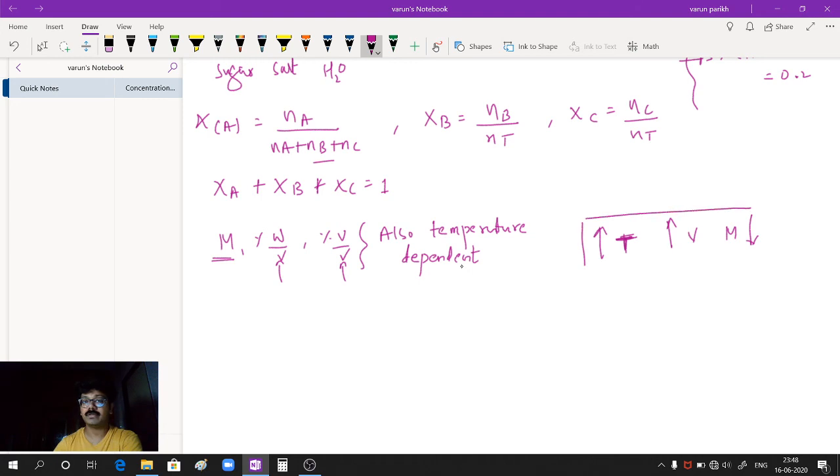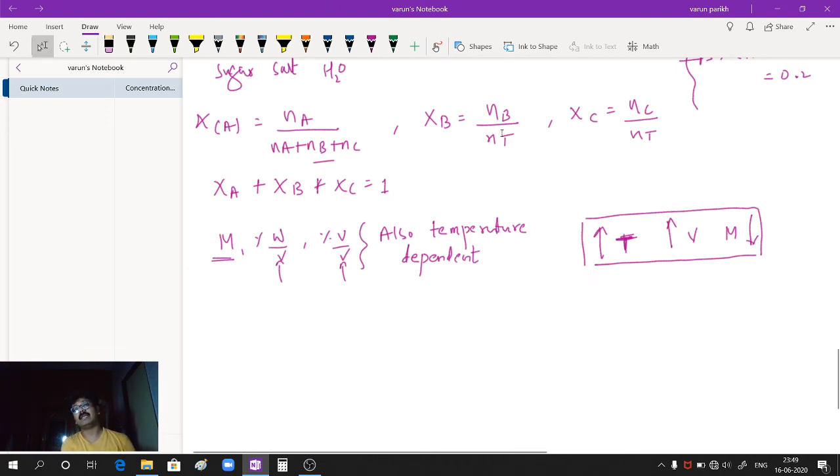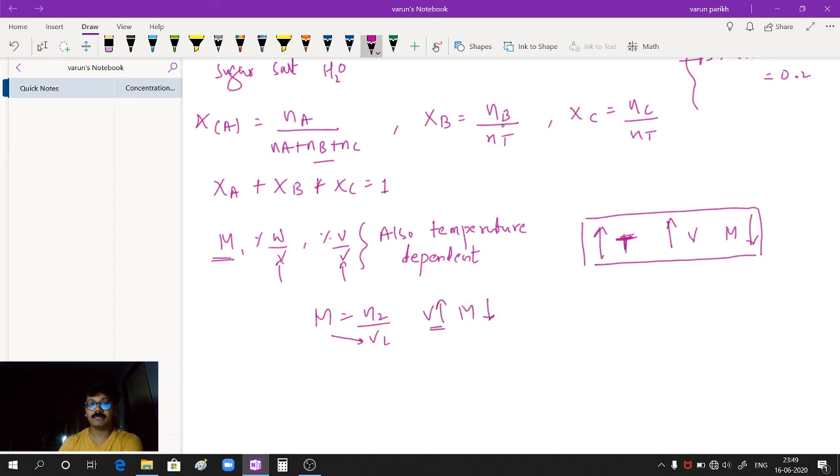Remember that on increasing the temperature, the interparticular space increases, the volume increases, and the number of moles per unit volume of solution decreases. That's how we can say the molarity decreases. Volume increases, molarity decreases, because both are reciprocal to one another. See the formula: molarity is equal to number of moles per V liter of solution, so it is in inverse proportion. If volume increases, molarity decreases, and volume increases with temperature.